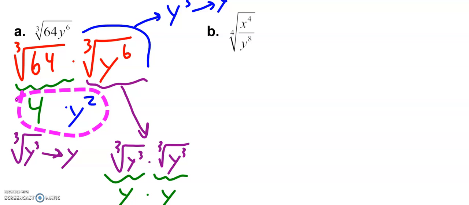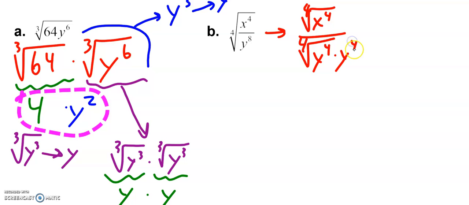Okay. Similar thing with division. So here I have a fourth root, right? So I'm going to first think of this as the fourth root of x to the fourth, and we know that's going to be x, just 1x. And then I can think of this as the fourth root of y to the fourth times y to the fourth, because that would be y to the eighth. And so then this becomes x over y squared.